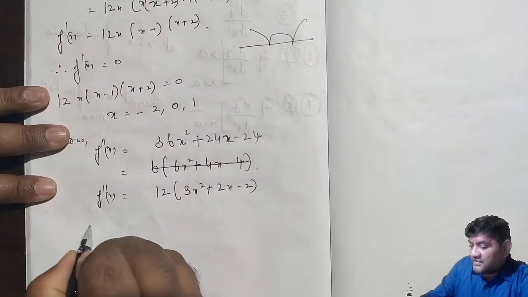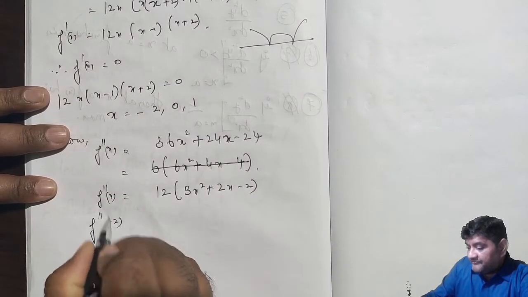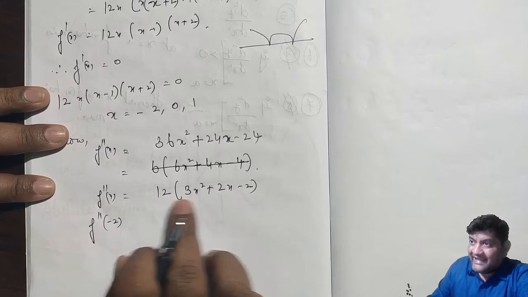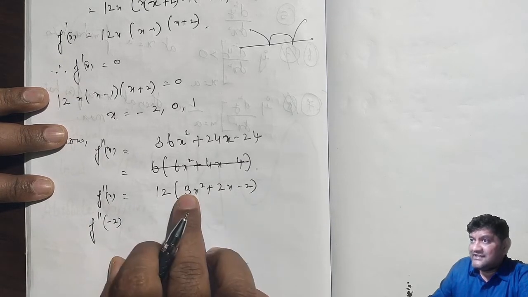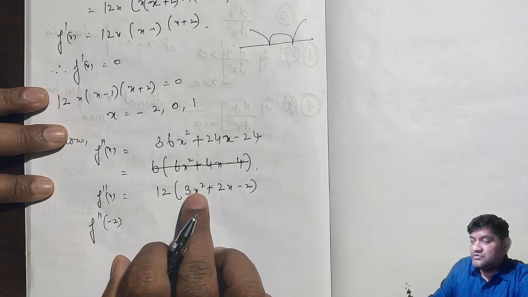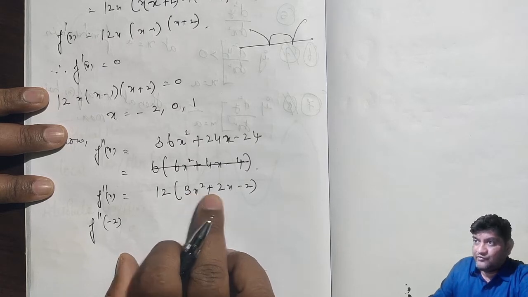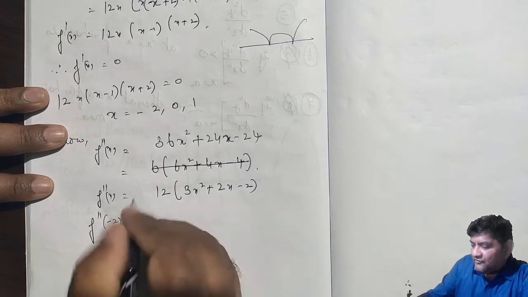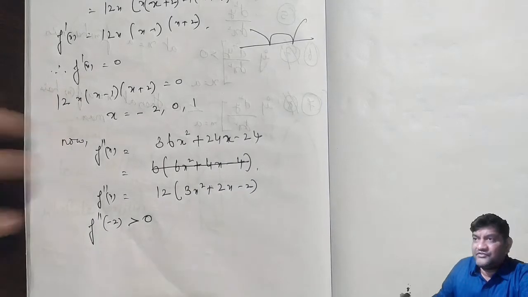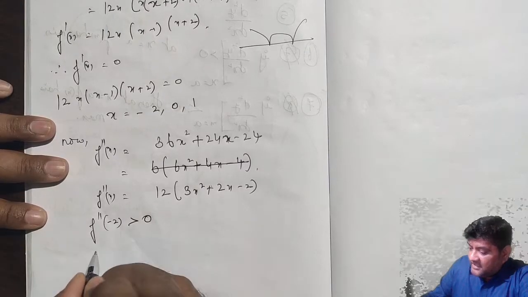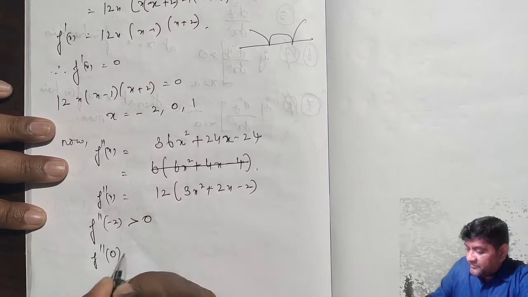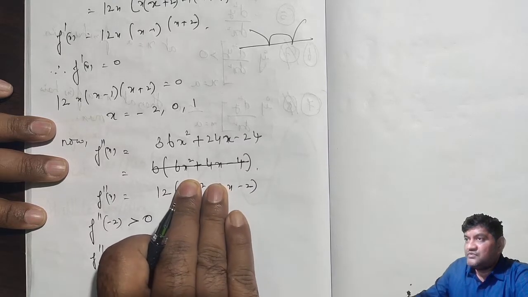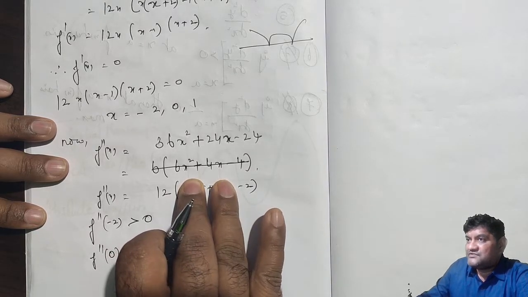But the intention is to find out what is happening when I substitute minus 2. Is this going to be positive or negative, the entire value? It's going to be positive because you're going to get 3 into minus 2 whole square, which is 3 into 4, which is 12. 12 plus 12 minus 4 minus 2 is going to be a positive number, and therefore I know that this is positive. That's all I need from here. Then f double dash of 0. When I substitute a 0, these two terms are going to vanish. So I'll remain with 12 into minus 2, which is a negative number.